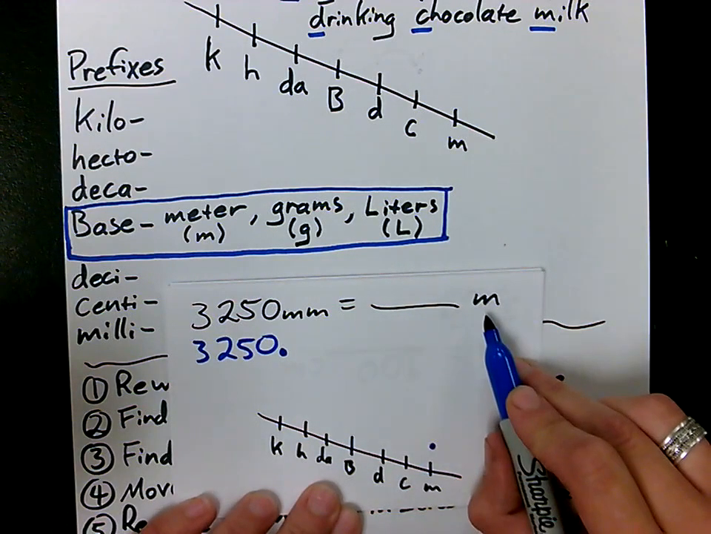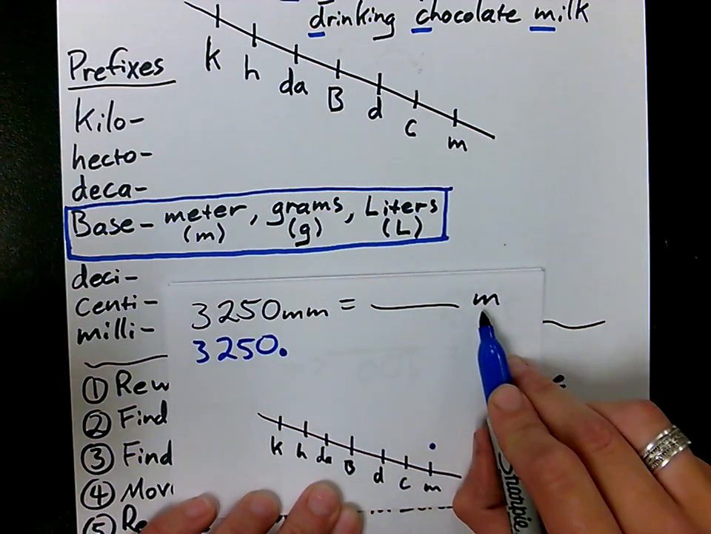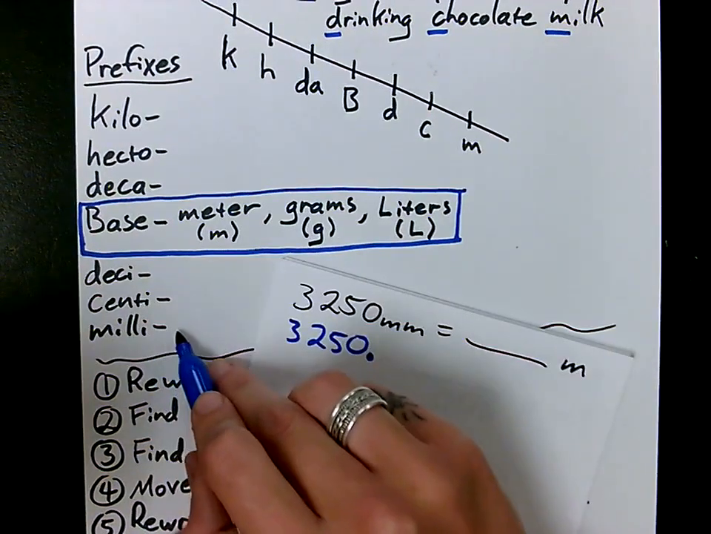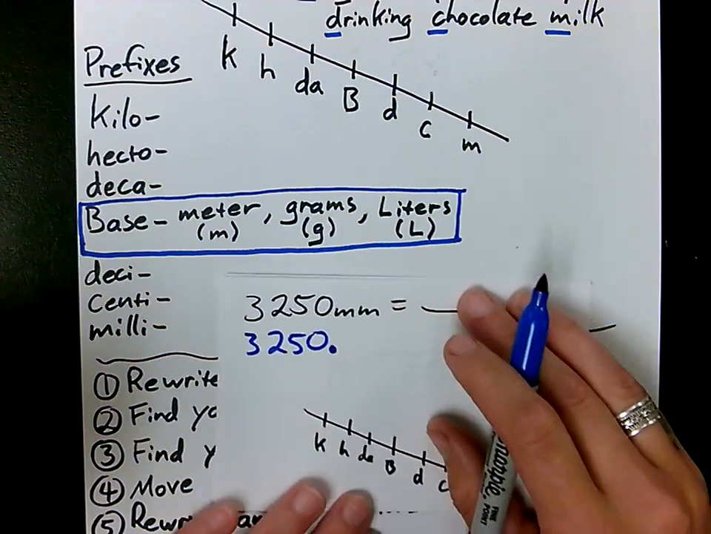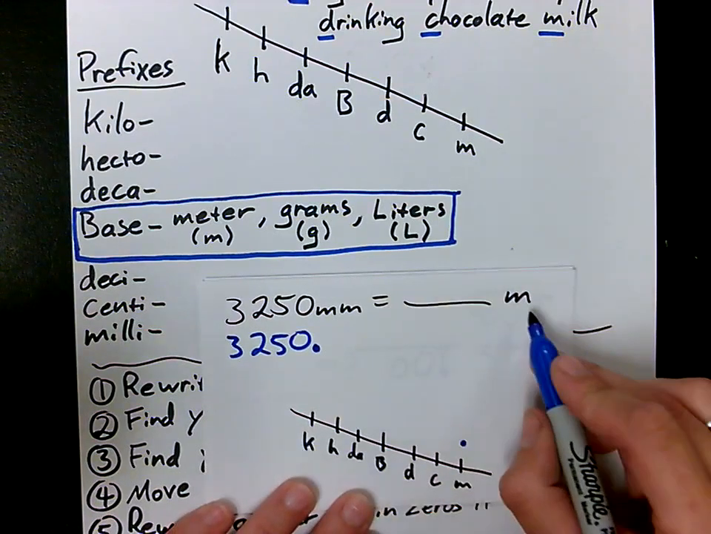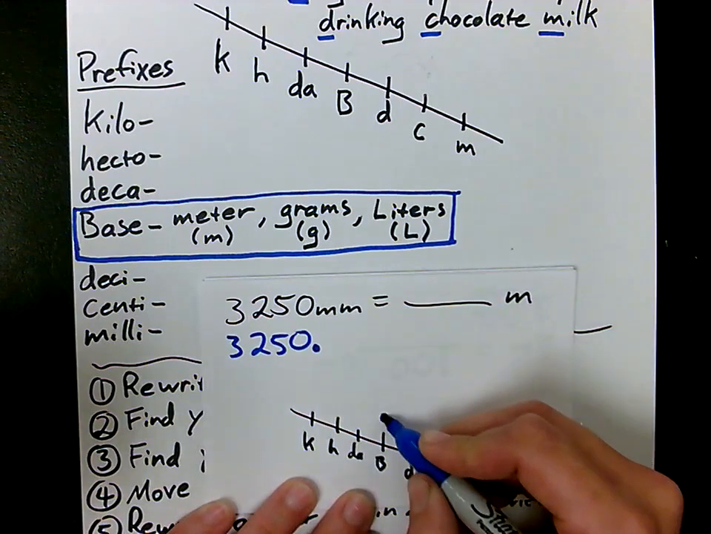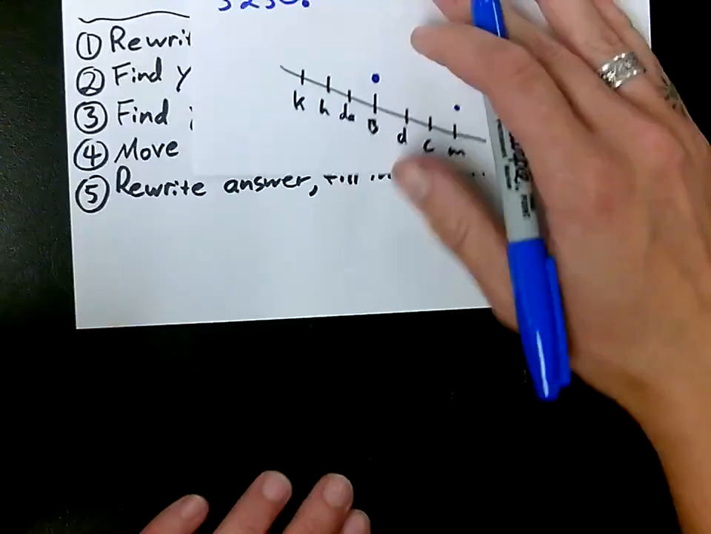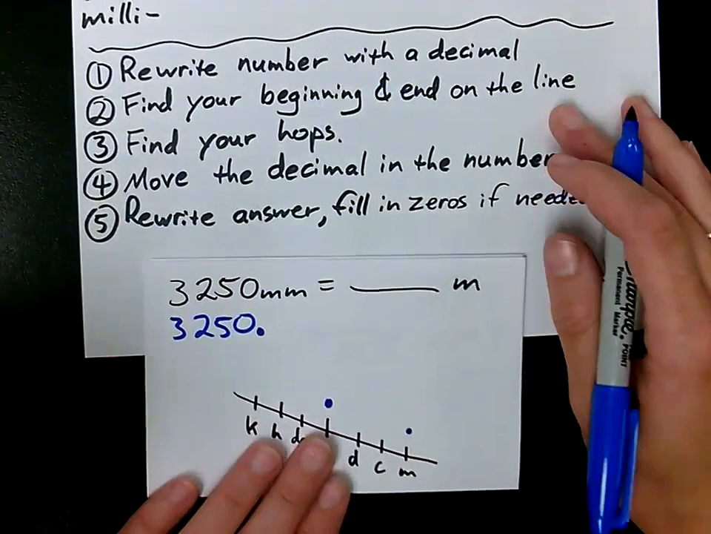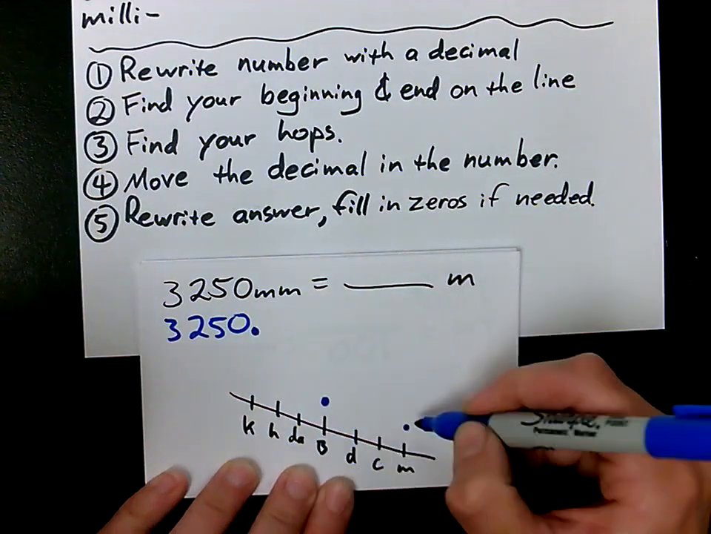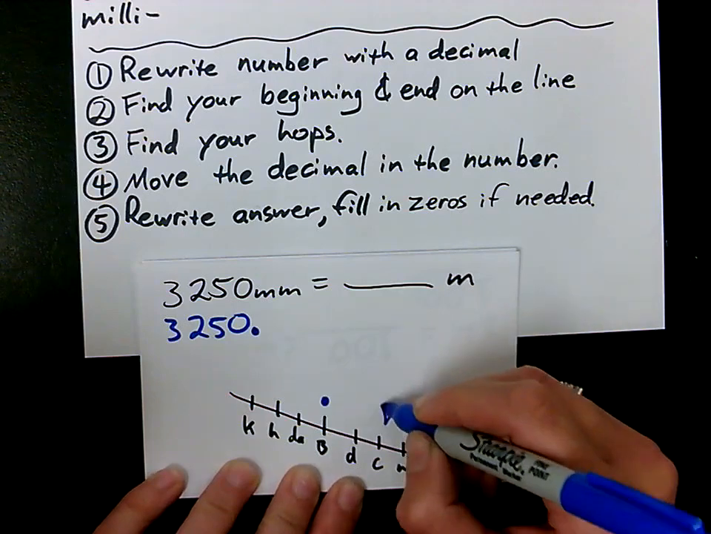That M can't stand for milli because milli is a prefix. It's not attached to anything. It has to have something else here. Millimeter, milligram, or milliliter. This is just an M, so it must be meter. So my ending point is here at my base unit. So let's slide that back. All right, so we've got our starting point, our ending point, and let's figure out how we get from one place to the other.